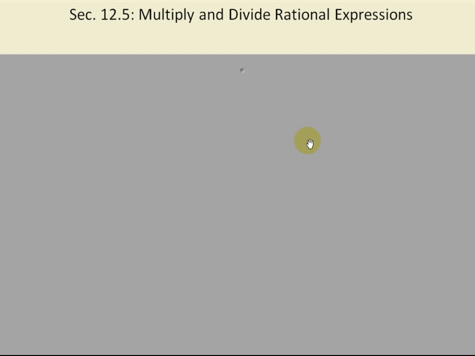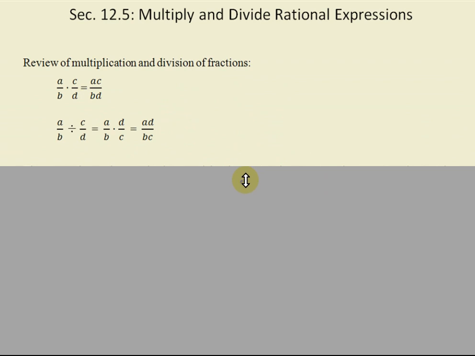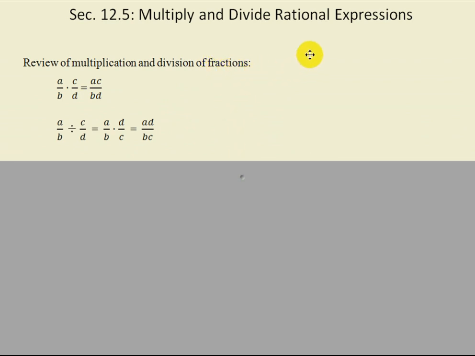In Chapter 12, we've been looking at rational expressions, and now we're going to multiply and divide those rational expressions. So first of all, let's take a review of fractions, because remember that rational expressions appear like fractions. When you multiply two fractions together, we multiply across the numerators and then across the denominators. So we end up with a times c in the numerator, b times d in the denominator.